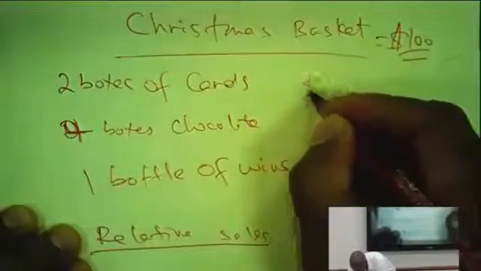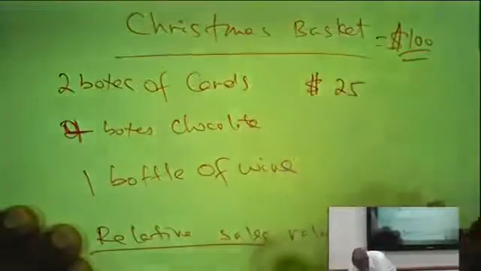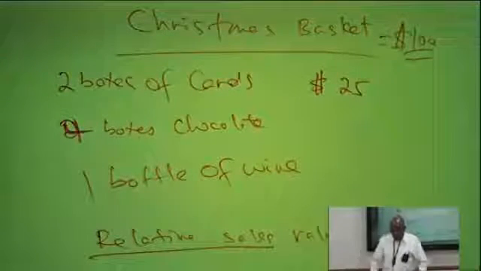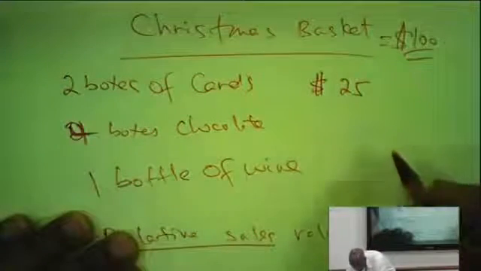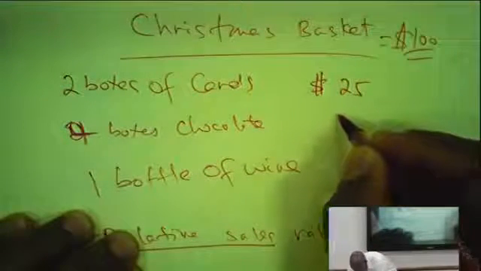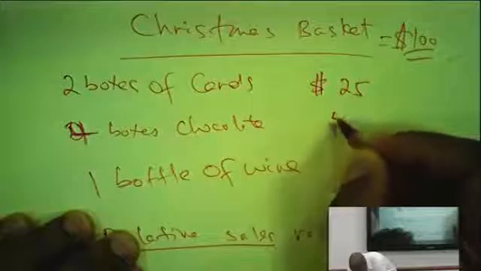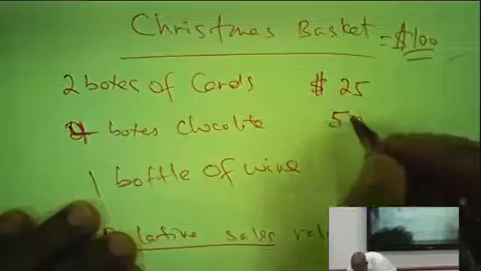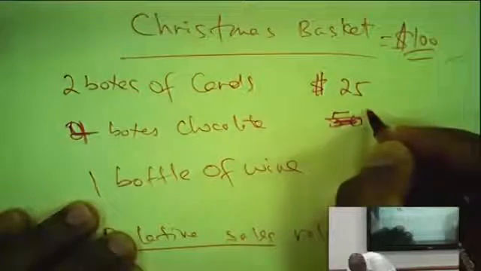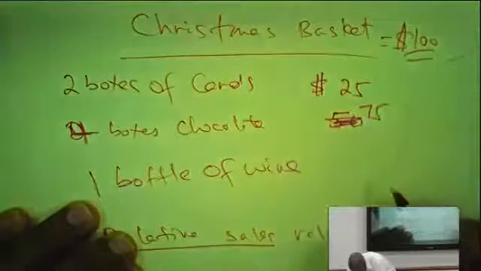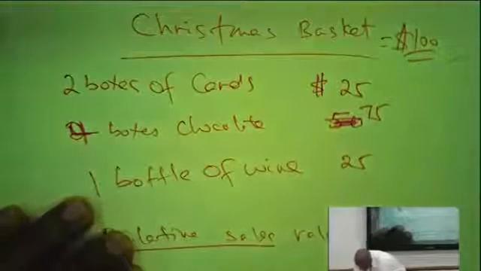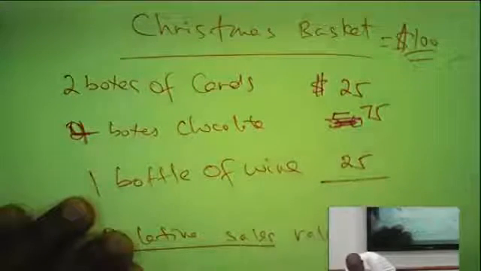For the sake of our example, let's assume that you can sell the 2 box of cards at $25. That's just an assumption. And let's also assume you can sell the 2 boxes of chocolate at $50 or $75. It doesn't matter really. So that's going to leave me $25 for the bottle of chocolate. That's just an assumption I have made.